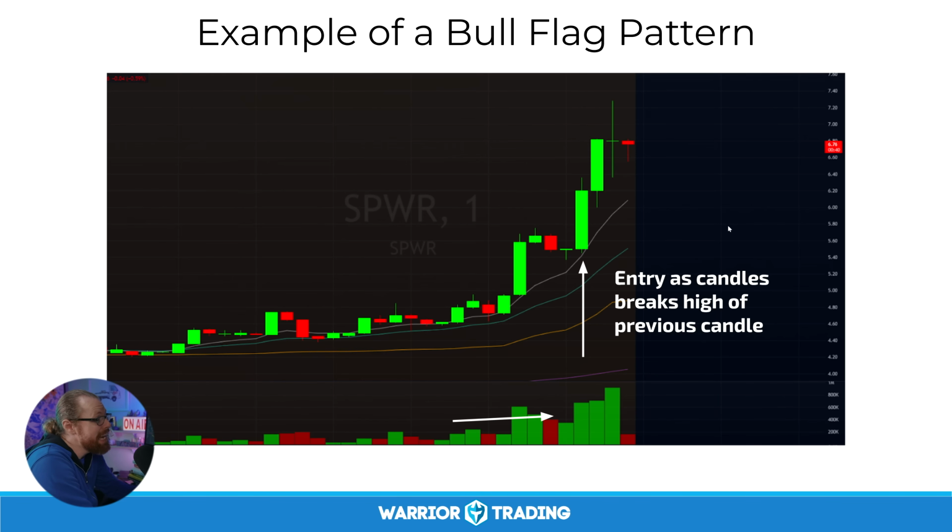Now, in this case, this resolved really well and it ended up going all the way up to 6 to 640. And then you can see how it pulls back here because you have the topping tail. So I likely would have taken some profit off the table once it started to pull back just a little bit there.